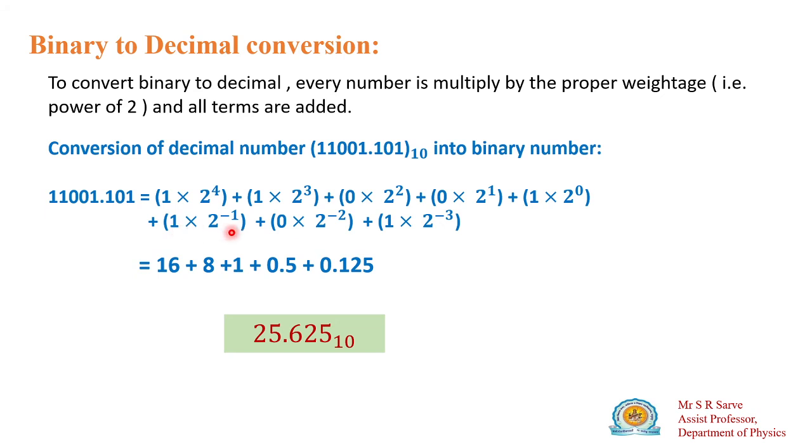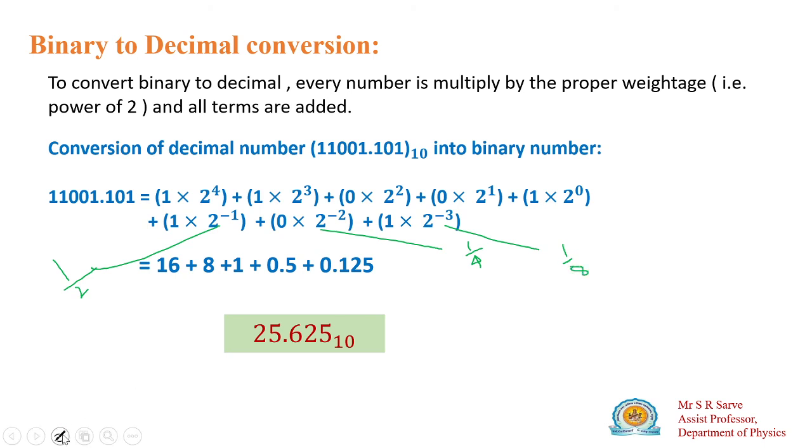Now after the fraction, 1 into 2 raised to the power minus 1. 2 raised to the power minus 1 means it will be 1 by 2. So 1 by 2 means 0.5. And this will be 1 divided by 2 raised to the power 2. 2 raised to the power 2 means 1 by 4 here, right? And this will be 1 by 2 raised to the power 3, which means 8. This will be 1 by 8.